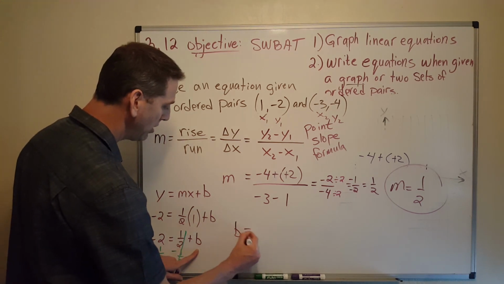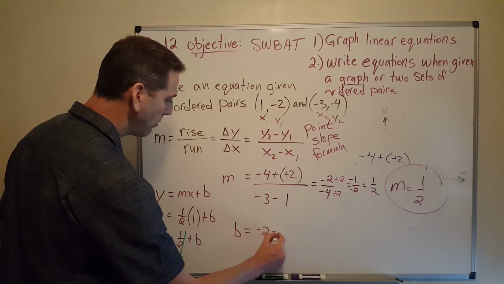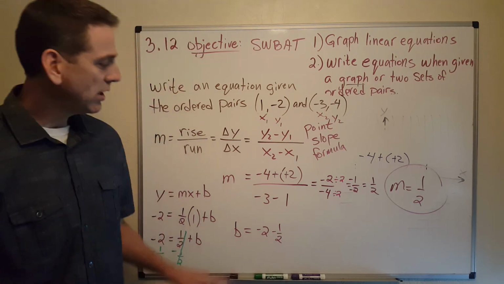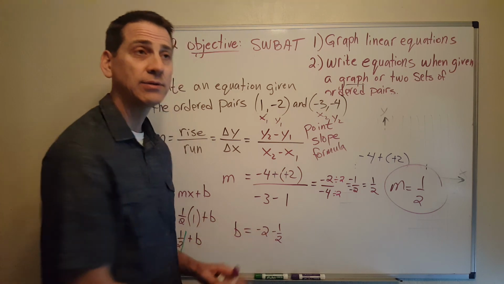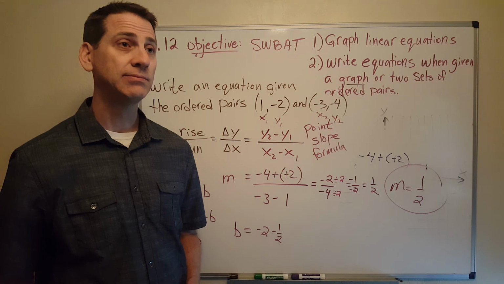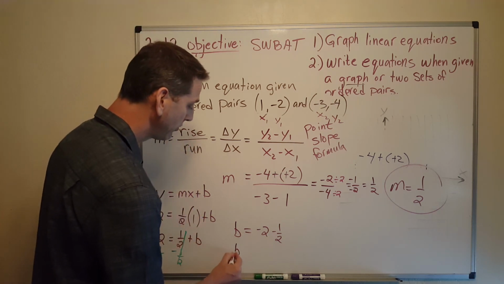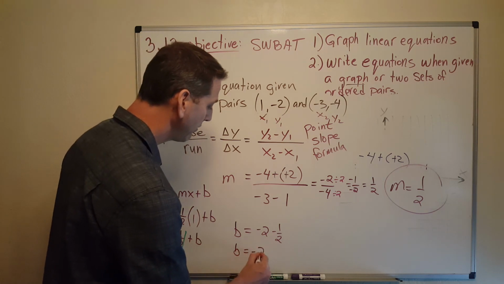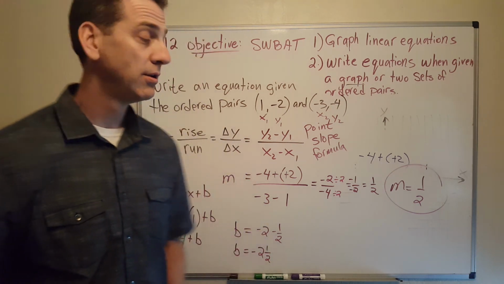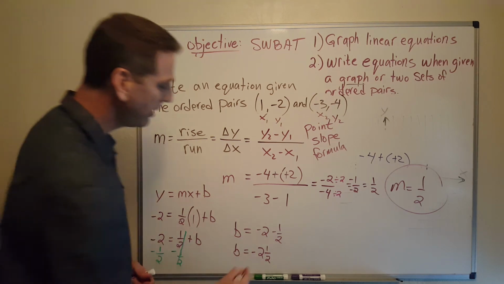So I get b equals, what's negative 2 minus 1/2? Well, my signs are the same, correct? So if they're the same, I add. So what's 2 plus 1/2? It's 2.5. And it's a negative 2.5. So b equals negative 2 and 1/2. You could write it as negative 2.5 if you want, or even as an improper fraction. All right? So there's b.